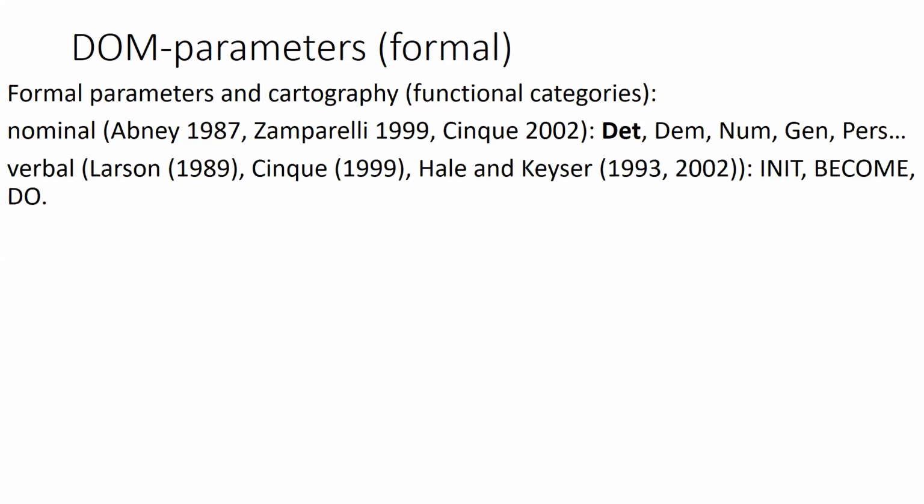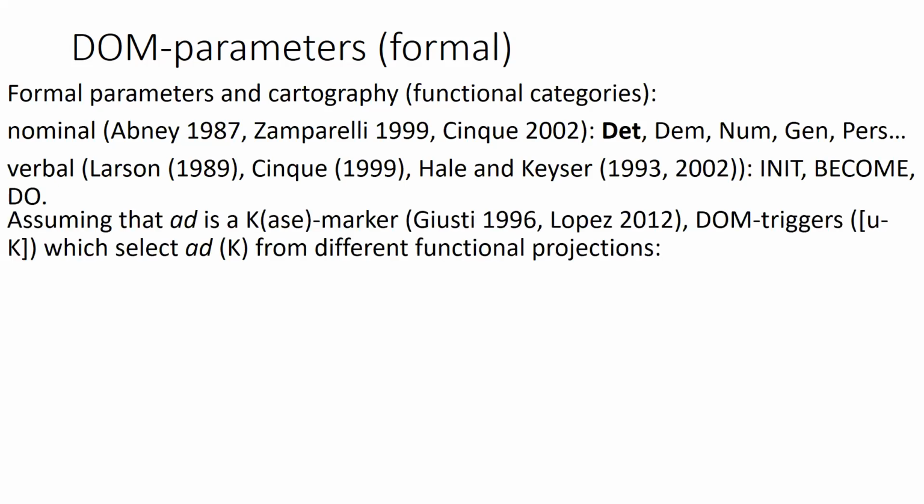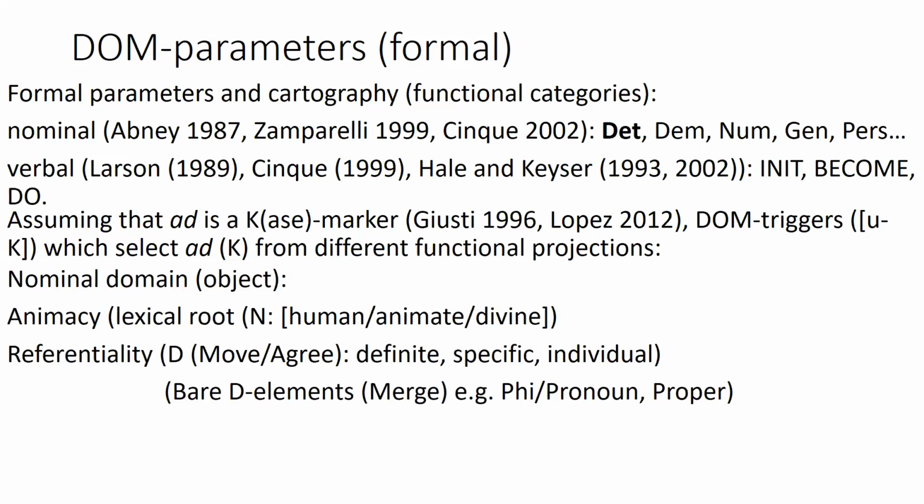And in the verbal domain, in order to analyze event structure, various types of functional categories have been proposed, like Initiate, Become, which you saw on the previous slide, but there's also Do and Be, etc. Assuming that 'a' is a case marker, we can actually define some DOM triggers in terms of selectional features that trigger case. That's select 'a' from different functional projections. So in the nominal domain, in the lexical root, animacy, like human, animate, and divine, can trigger the use of 'a'.